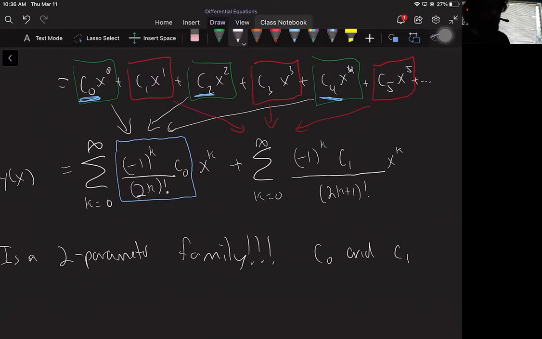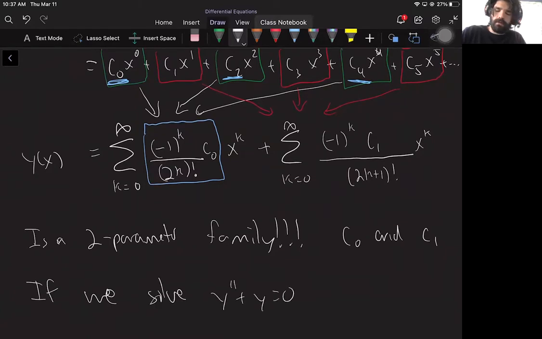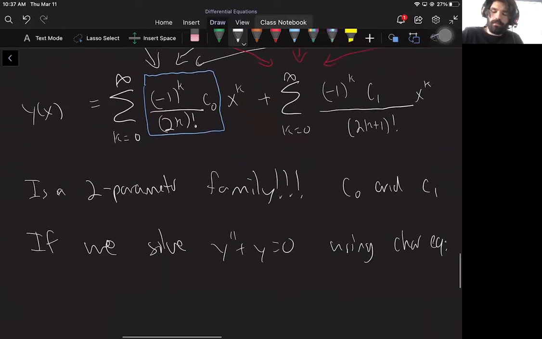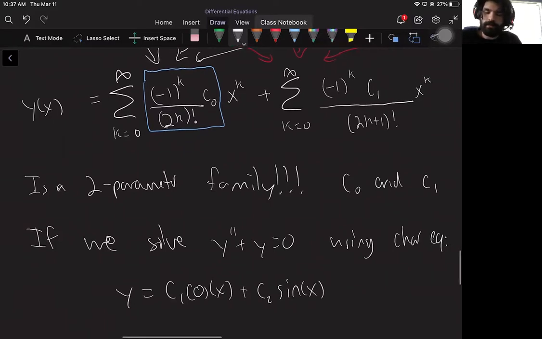But I said at the beginning, we did this one specifically so we could check our old solution. So if we solve y double prime plus y equals 0 using the characteristic equation, here's what you'll get. You'll get y equals, so I would have called it C1 cosine x plus C2 sine of x. So you do the characteristic equation, and we always called it C1 and C2, and this is what we would have got.